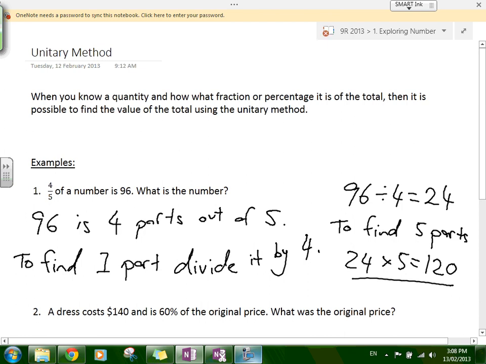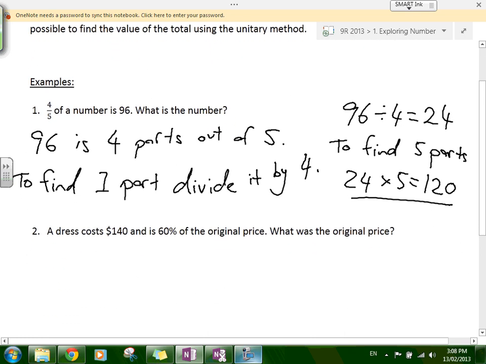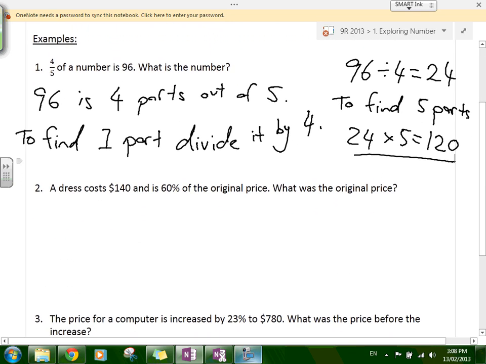Any questions about what I've done here? No? So straightforward. You're finding what 1 part is, working out what the whole is. The dress costs $140 and is 60% of the original price. What was the original price?